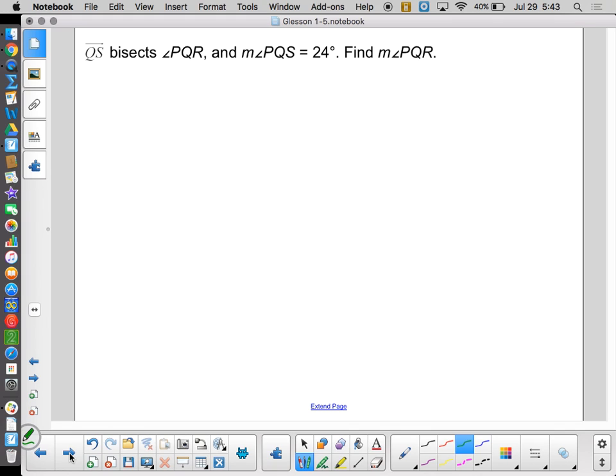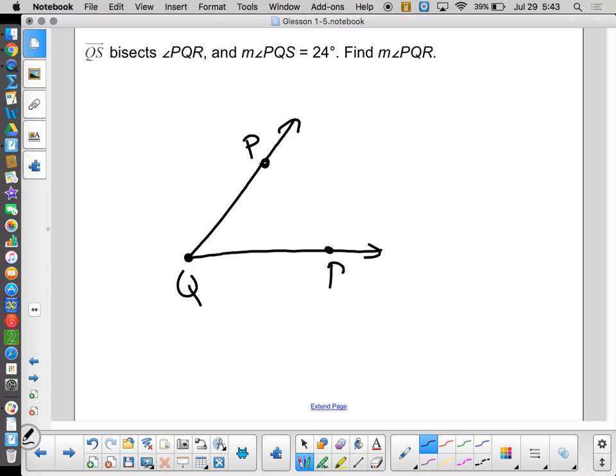This is really weird. Where's our picture? Well, we're going to have to draw it. It says QS bisects angle PQR, and angle PQS is 24 degrees. So if PQS is only 24 degrees, PQR is not going to be that big. So I'm just going to go ahead and draw an angle here. Q I know is my vertex. P and R are my other 2 points. I'm not sure if it looks exactly like that, but that's a model.